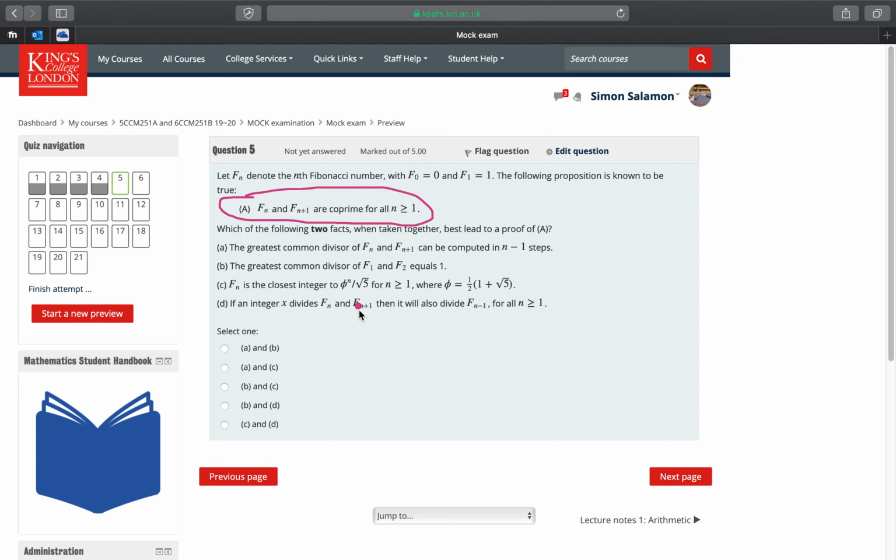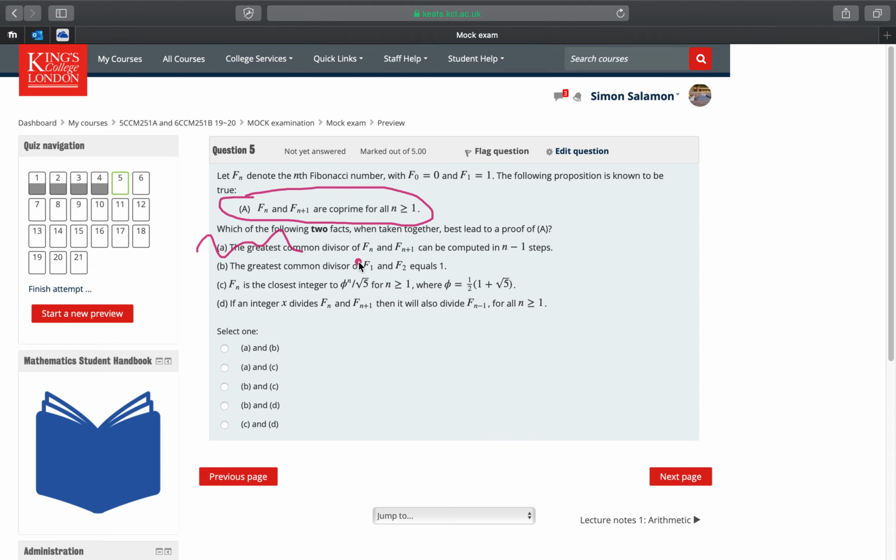Now, 4 statements are given here, 4 facts, they're all true, but which ones are useful for proving this statement? Well, the first fact, the greatest common divisor of 2 adjacent Fibonacci numbers can be done in a certain number of steps. Well, we did do that in a lecture, but that's not really relevant here. I mean, knowing the number of steps doesn't really help you find what they are or to understand this statement here. So actually, A, I think it's fairly clear, is not terribly relevant.